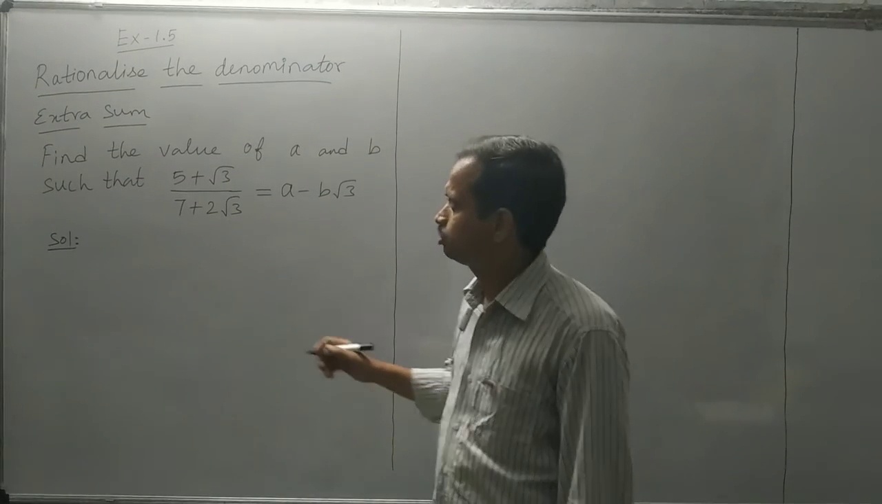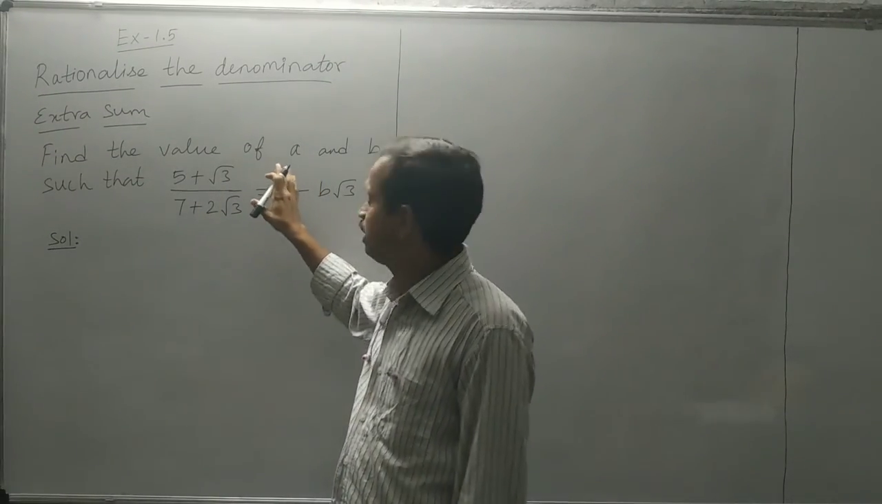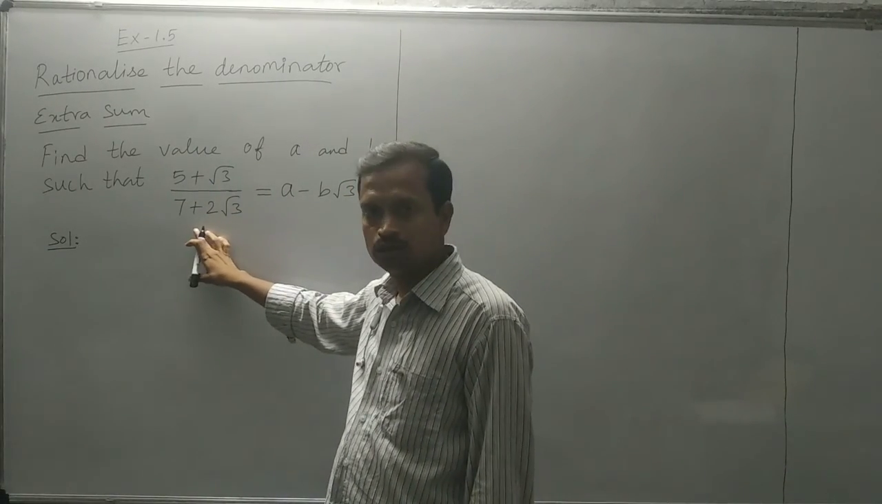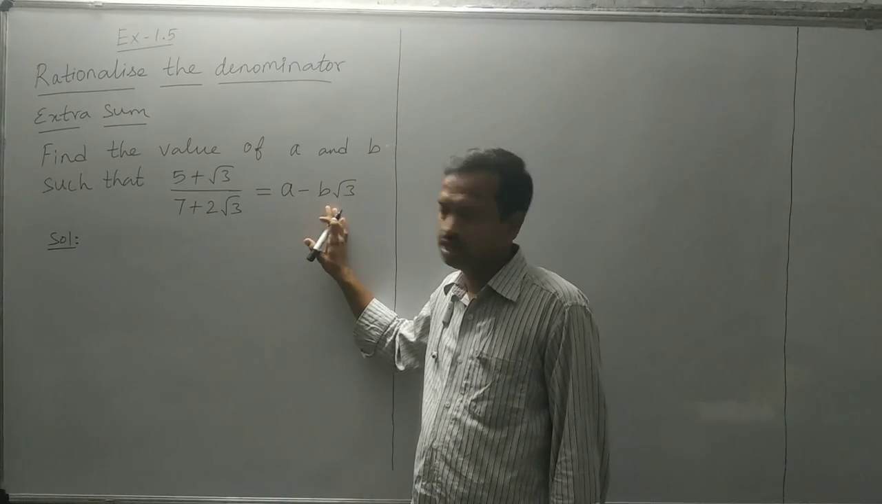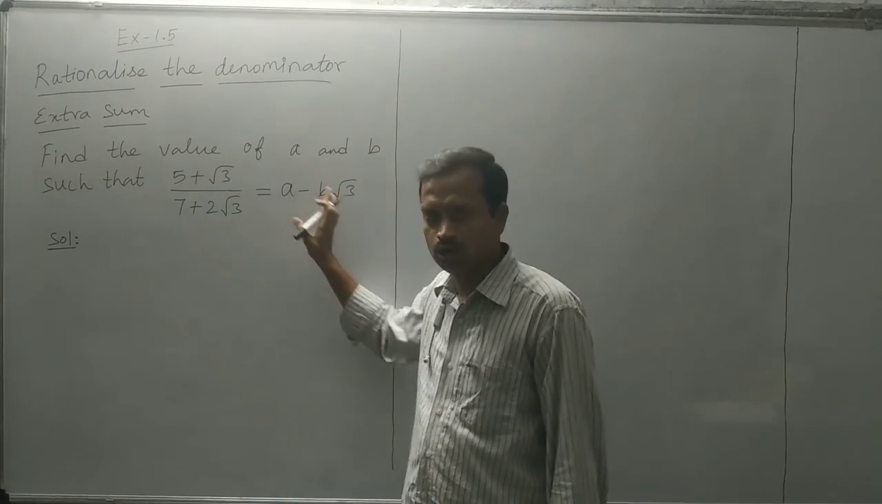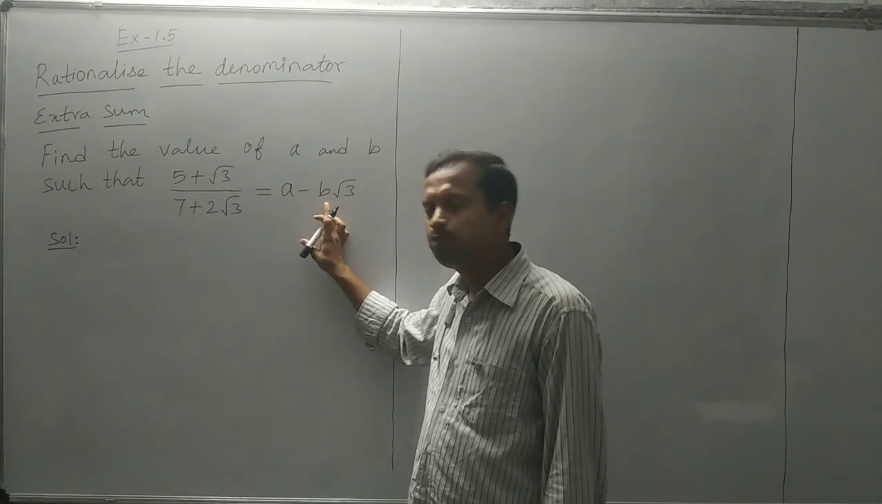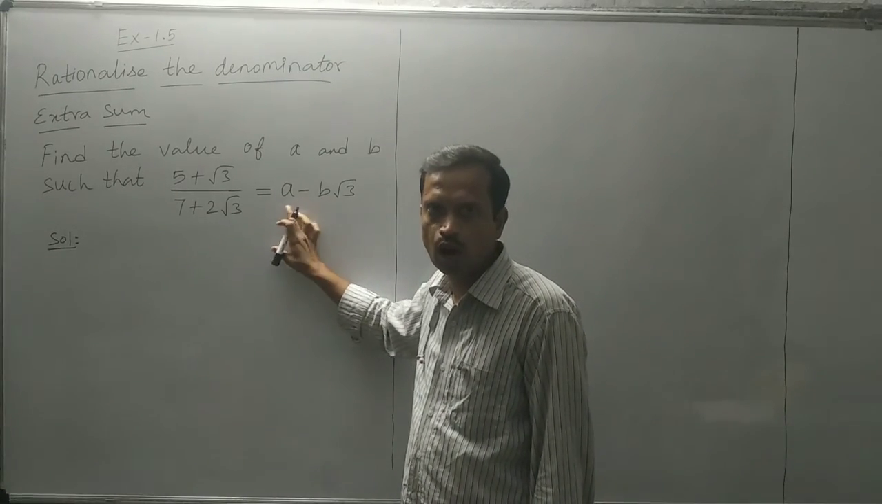And let us see the extra sum of this exercise. Find the value of a and b such that (5 plus root 3) by (7 plus 2 root 3) is equal to a minus b root 3. So in this equation, on the right side, the unknowns a and b are there. So the question is, we have to find the value of these two unknowns.